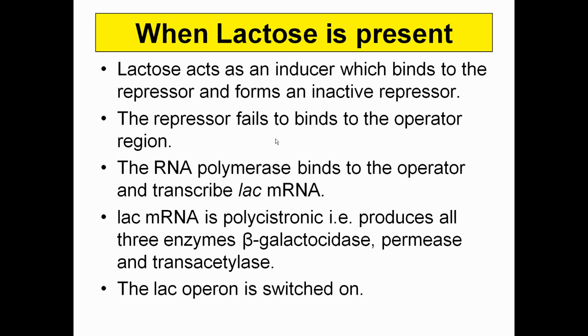From this point you can easily see there is both positive and negative control. So we can say it is not totally a negative kind of control, but both kinds, that is positive and negative. If lactose is present, it is a kind of positive control. If lactose is absent, it is a kind of negative control. So both control mechanisms are there in the lac operon.